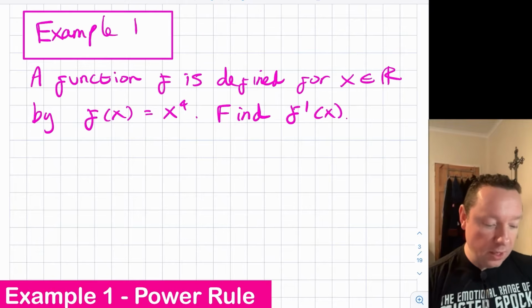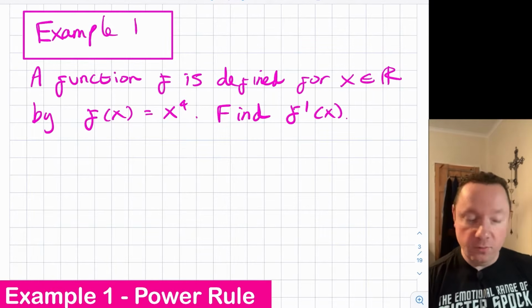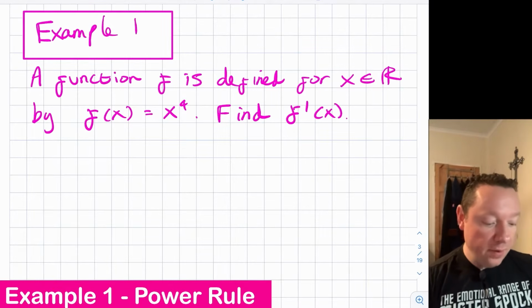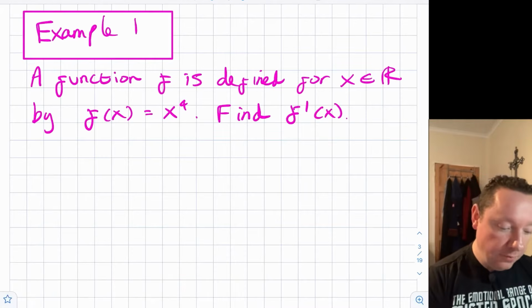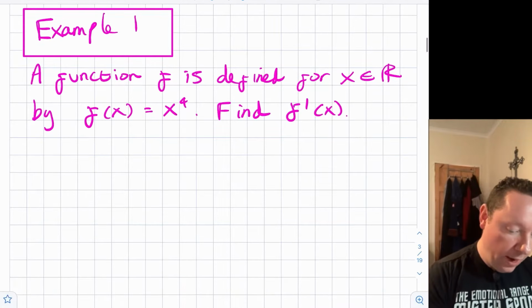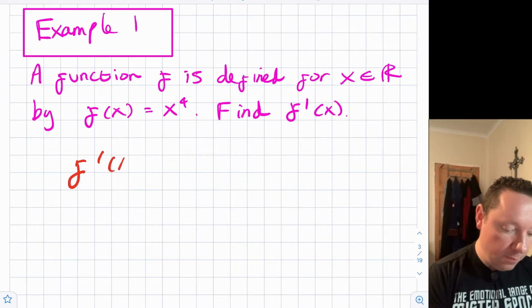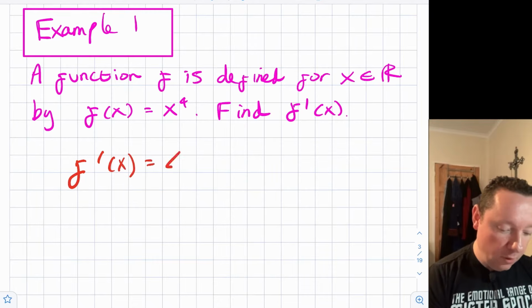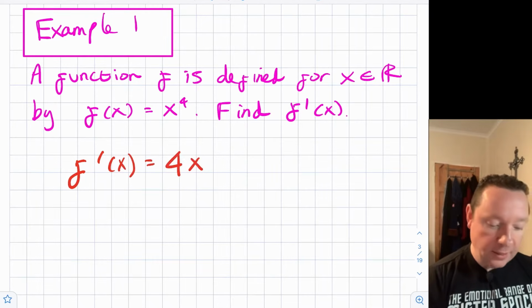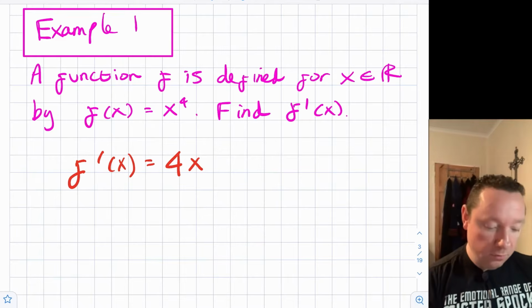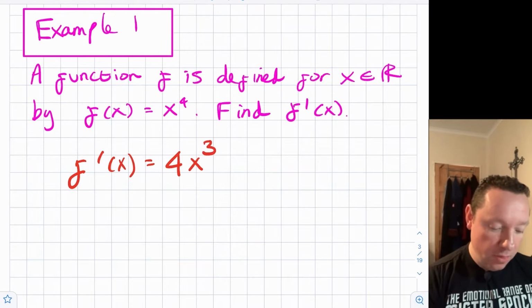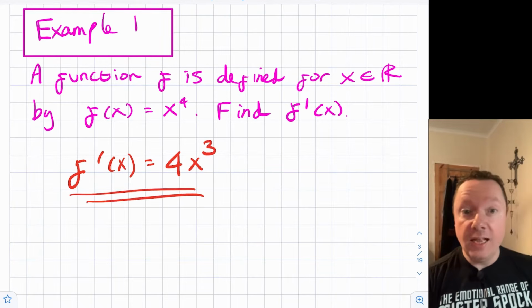Example 1 says a function f is defined for x, a member of the real numbers, by f of x is x to the power of 4. Find f dash x. So f dash x, very, very simple, is I take my 4 down in front, write x again, and I take away 1 from the power. So that leaves me with 3. And we're done. That is it.